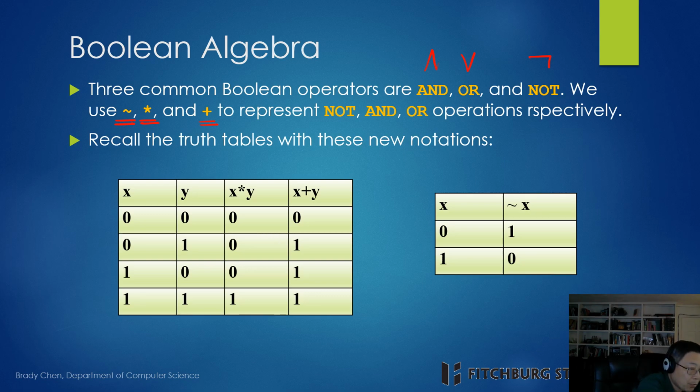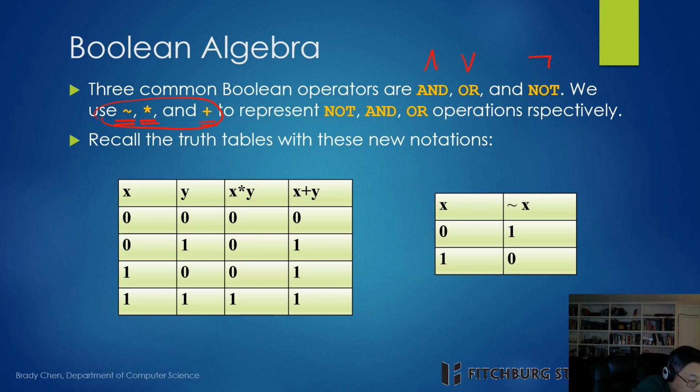Now these three symbols are widely used in digital engineering. The following two are the truth tables. These truth tables are basically the same as the truth tables we talked about in module 1. The first table includes both the truth table for AND and the truth table for OR. The second table is the table for negation.